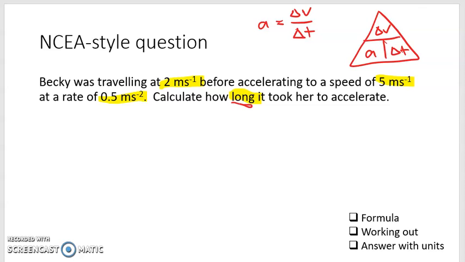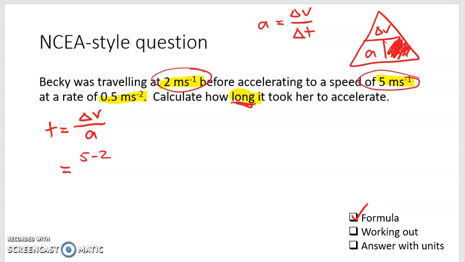We want to work out how long it took, so time, we cover that up. So we're left with time equals change in velocity over acceleration. So we've got our formula. Then we need to work it out. So change in velocity, we do need to calculate that. Remember, it is the final, in this case 5, minus the initial, in this case 2, because that's what she started at.